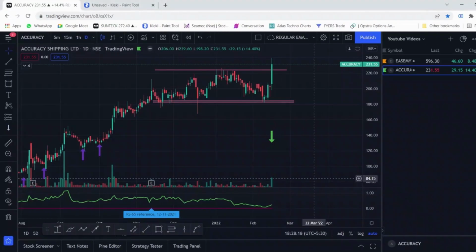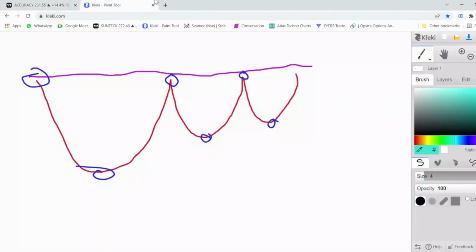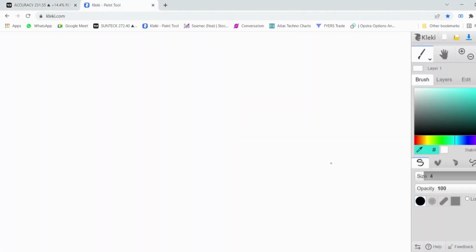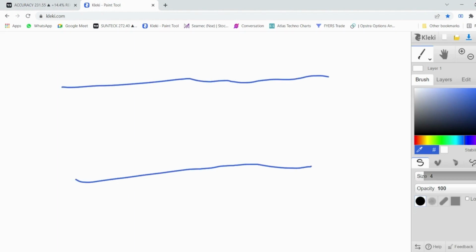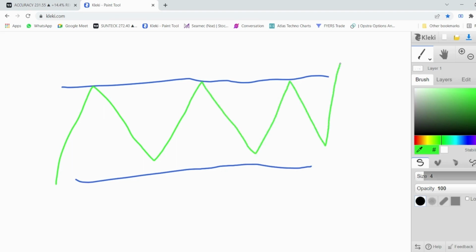The second structure that we are going to talk about is Accuracy Shipping. This is a classical example of a range breakout structure, where whenever a stock is stuck in a range and breaks out, that is known as a range breakout. To explain in simple language, for example, if a stock is stuck between a resistance area and a support area and is trading in a range like this, and if the stock breaks out of this area, then this is known as a classical range breakout structure.